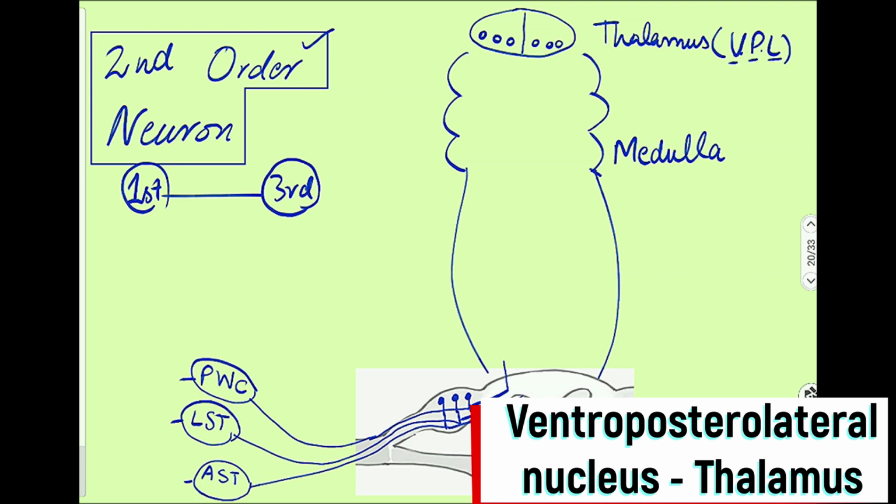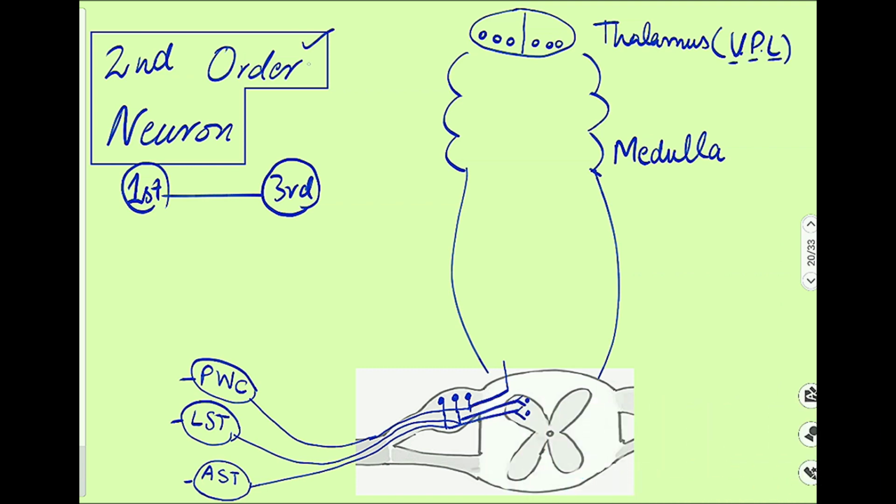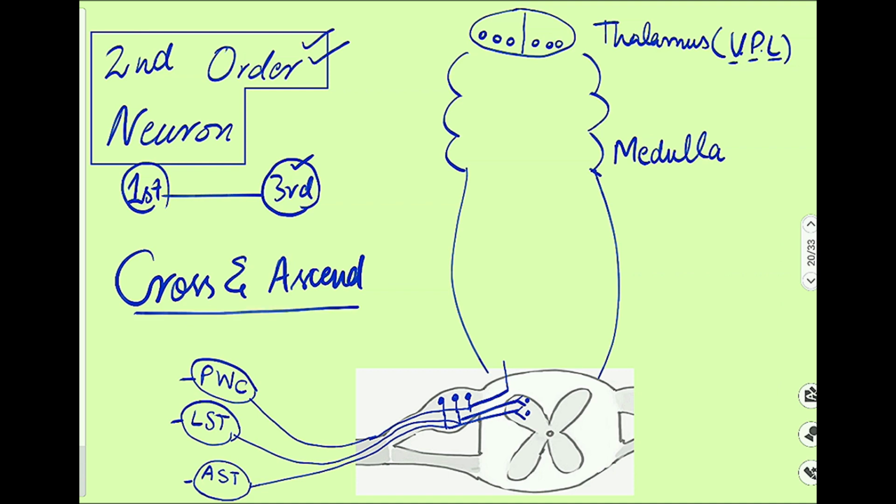Here they are named the ventroposterolateral nucleus. There is a common rule for all the second order neurons, and that rule is it will cross and ascend. It will cross and ascend till the thalamus, where it will synapse with the third order neuron. This is very important. It will cross and ascend.